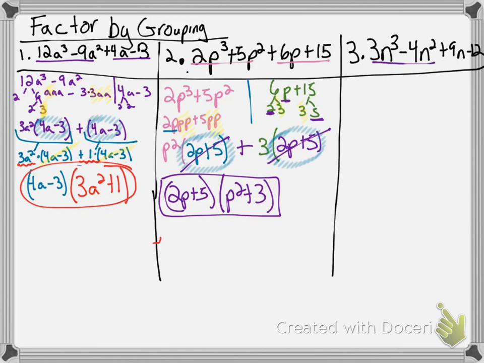We have 3n cubed minus 4n squared. So 3n cubed minus 4n squared. This goes to 2 and 2. 3n n n minus 2 and 2 n n. We look to see what we have in common. Here we have 2 n's in common in each of them. That comes out. N squared. What doesn't have common stays inside. 3n minus 2 times 2, which is 4. Okay, so we have that part.